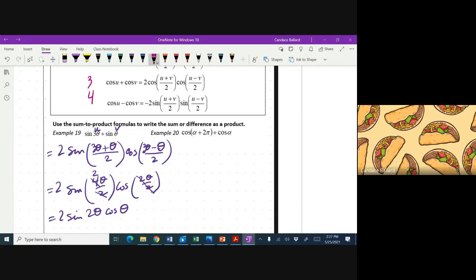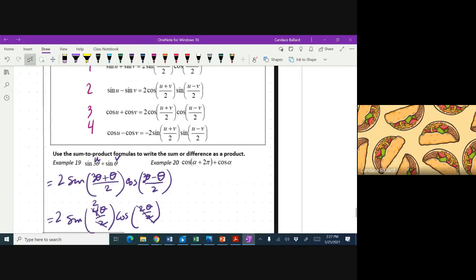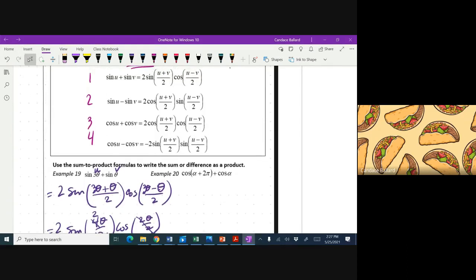All right. Looking at example 20. Example 20 is cosine plus cosine. So which formula am I going to use? 1, 2, 3, or 4? Okay, good. I'm liking what I am seeing. You guys remember the one that looks like a little fish? That's alpha. That's what we call that, alpha.